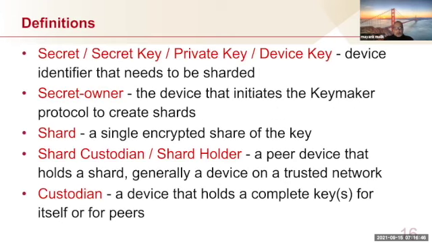A little bit of definitions before we jump into the rest of this presentation. I'm going to use secret key, private key, device key, all interchangeably. And this is effectively the identifier that needs to be sharded by the smart contract. We have a secret owner, which is the device that initiates the Keymaker protocol to create those shards. Then we have the shards themselves, which are single encrypted shares of the key. Usually the shards themselves are encrypted, even though in the examples that I'll use today, I won't really talk about the encryption there.